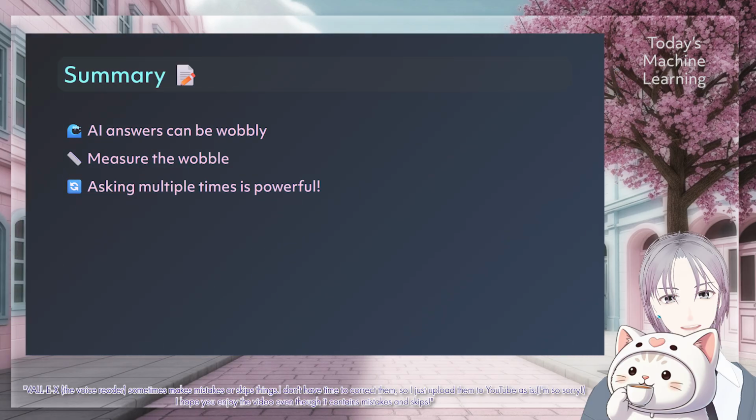So, to wrap it up, this paper is like a guide for teachers who grade AI students. It tells us that AI answers can be a bit wobbly, but if we measure that wobble carefully, we can trust them much more. It turns out, asking the same question multiple times is a super powerful trick. Isn't that fascinating? Even super smart computers need to be checked carefully, just like we check our answers on a test.